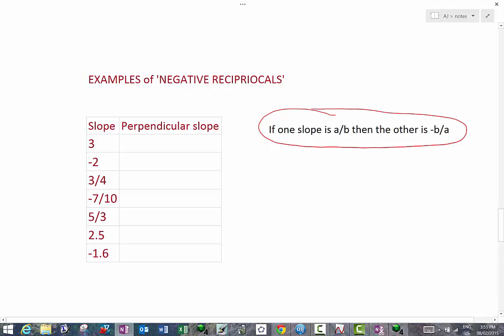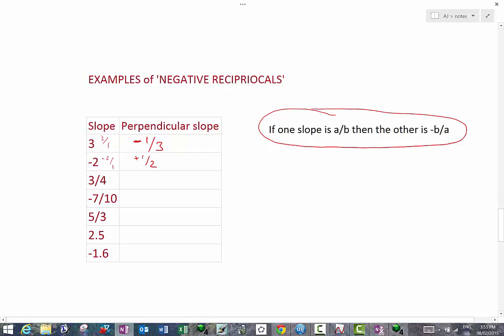The first example, the slope is 3 or 3 over 1. Therefore the perpendicular slope is the negative reciprocal. So we change the sign and write it upside down. Instead of being 3 over 1, it is minus 1 over 3. Similarly, if the slope is minus 2, then that is minus 2 over 1. So we flip it upside down and change the sign. So instead of being minus 2 over 1, it's plus 1 over 2.